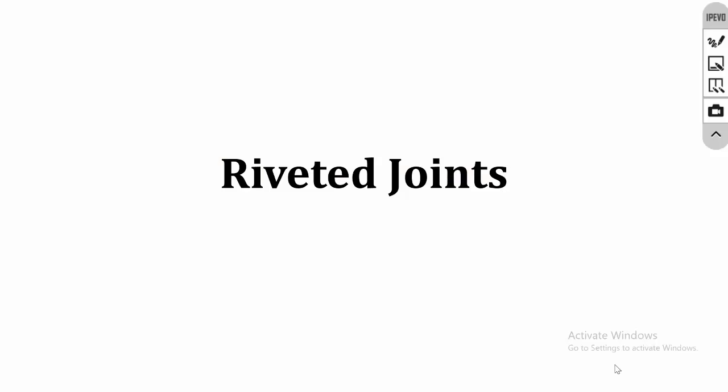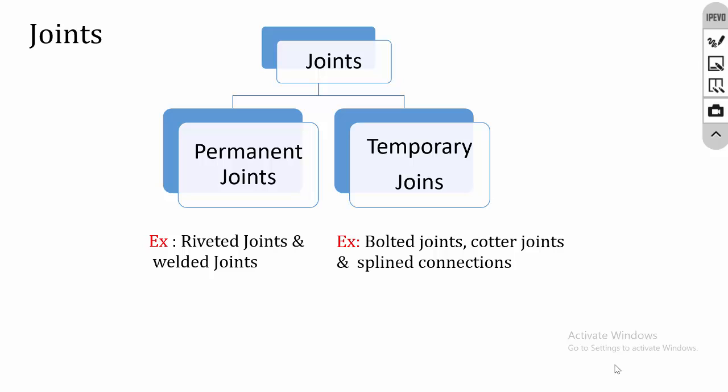So far in CO3, we have completed the welded joints and bolted joints. From this lecture, we are going to discuss the design of riveted joints. In general, we can classify the joints into two types: permanent joints and temporary joints. In permanent joints, we have already discussed the welded joints, and in temporary joints, we have already designed the bolts. So now we are going to design the riveted joint that comes under the permanent type of joint.